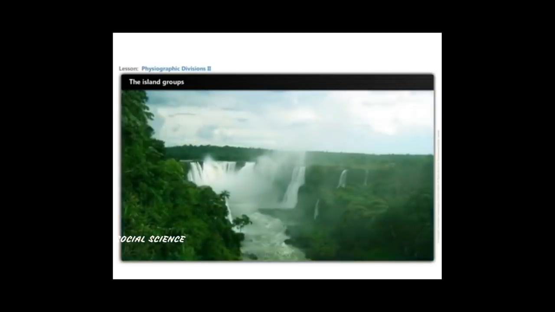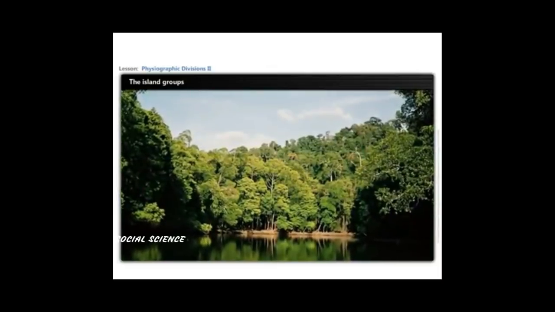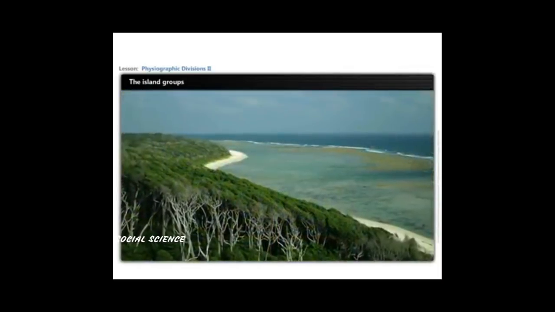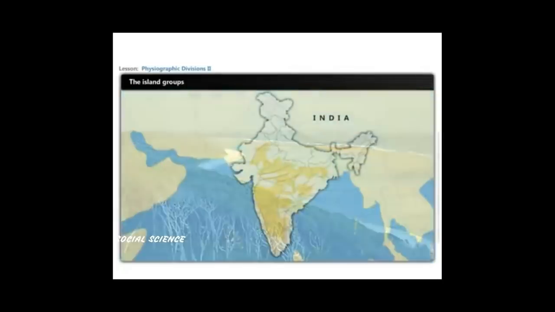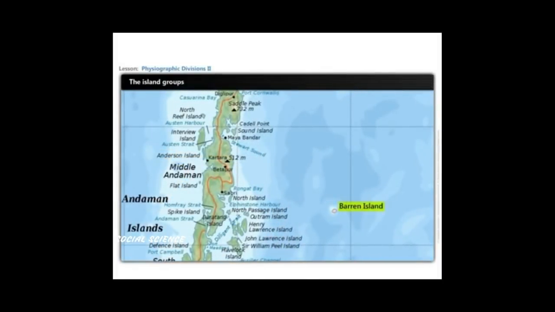These islands lie close to the equator and experience equatorial climate and have thick forest cover. There is great diversity of flora and fauna too. Do you know that India's only active volcano is found on Barren Island in the Andaman and Nicobar group of islands?